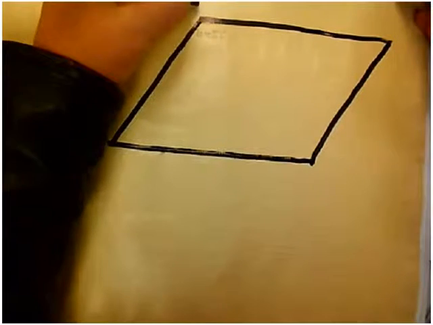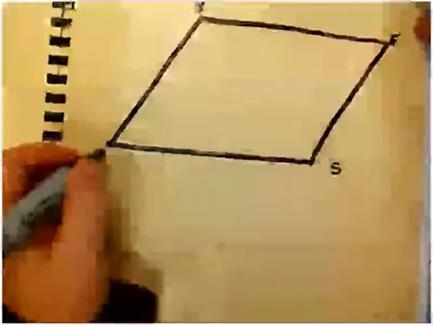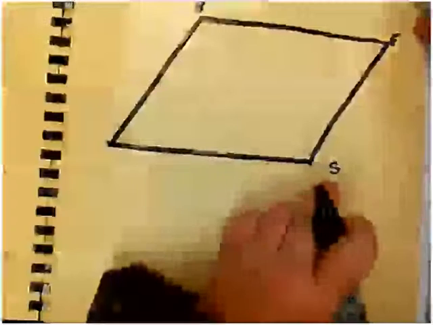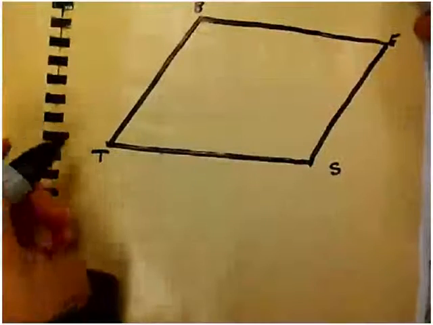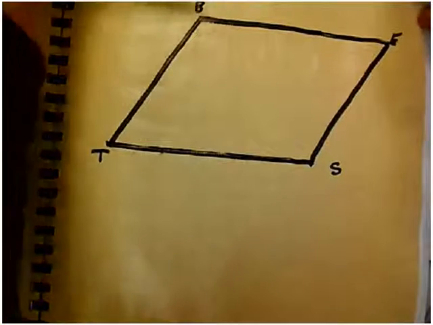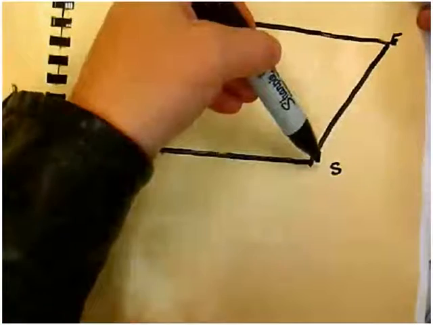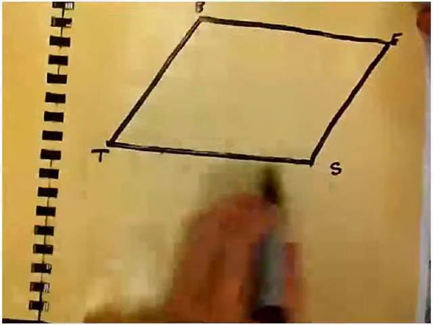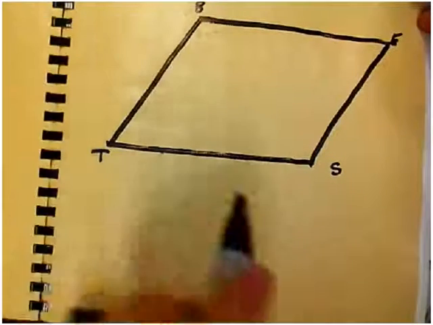The top left-hand corner is a capital B. Then go clockwise. The top right-hand corner would be E. The bottom right-hand corner would be S. The bottom left-hand corner would be T. So we have segments here. We have BE at the top, and we have ES on the right-hand side. We have ST or TS at the base, and then we have BT or TB at the left.